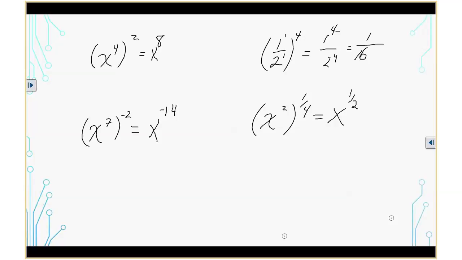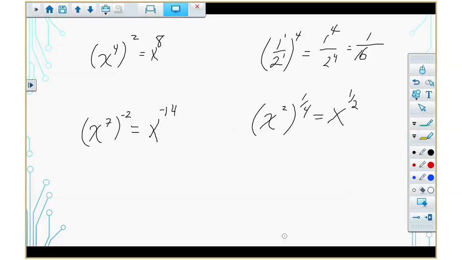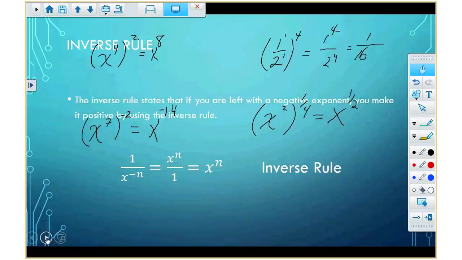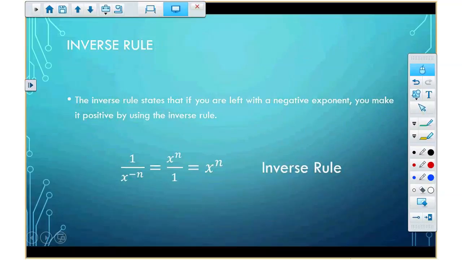The first three, the product rule, the power rule, and the quotient rule, they're used a good bit because they're mathematical. They are based on mathematics, where the next two is based on how something looks. Okay? That's the inverse rule.